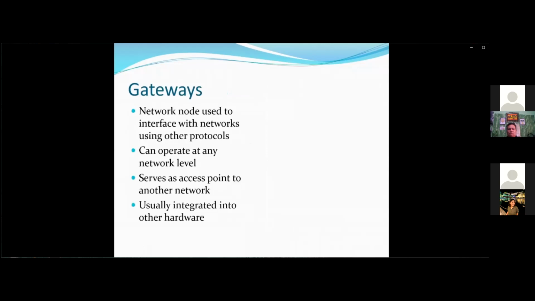We have the gateways. Network node used to interface with networks using other protocols. Can operate at any network level, serves as an access point to another network, and usually integrated into other hardware. So gateways, siya yung nagpapasok sa atin sa different protocols and different LAN.